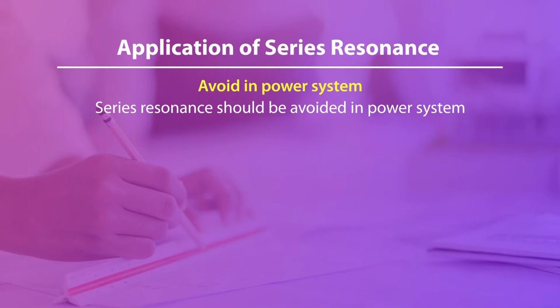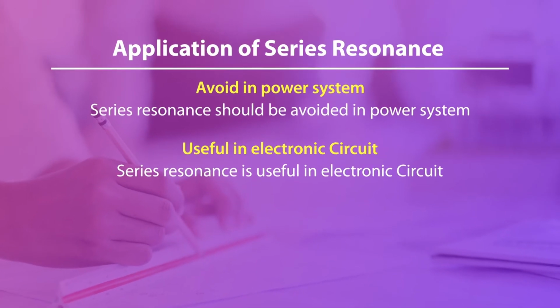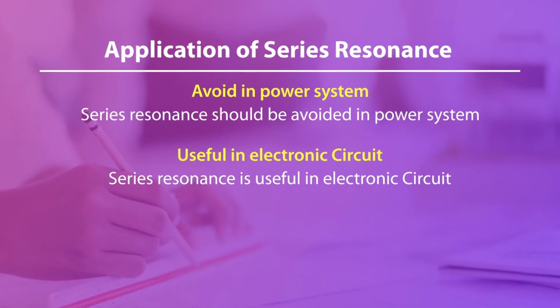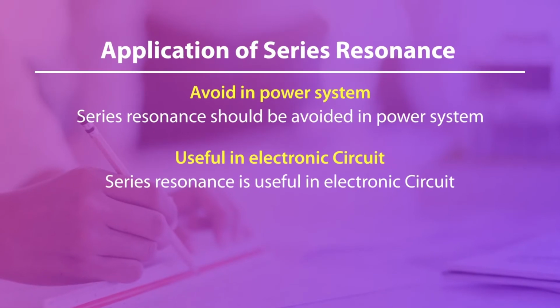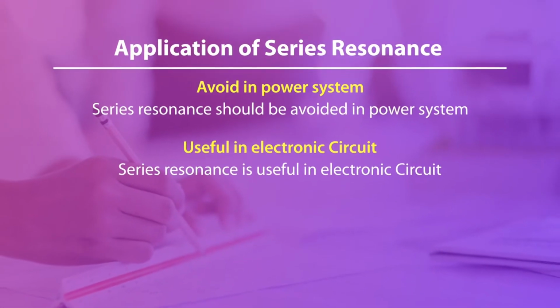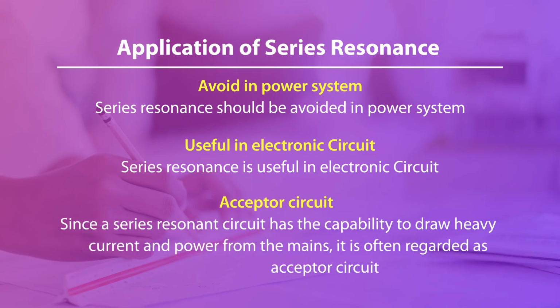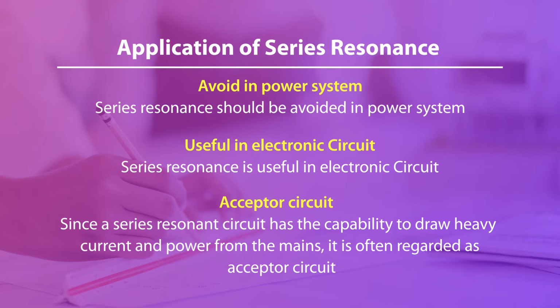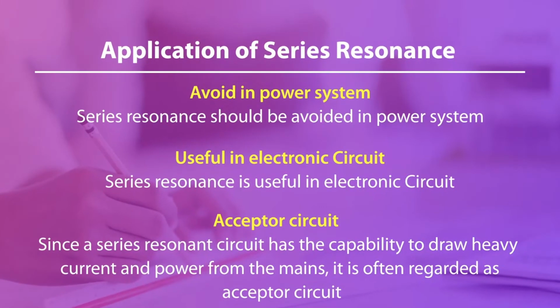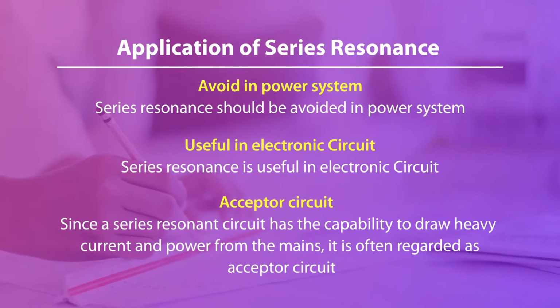However, in some electronic devices such as the antenna circuit of radio and TV receivers and tuning circuits, the principle of series resonance is used to increase the signal voltage and current at the desired frequency. And what is that desired frequency? It is the resonance frequency, written as F suffix R. Since a series resonant circuit has the capability to draw heavy current and power from the source, it is often regarded as an acceptor circuit.